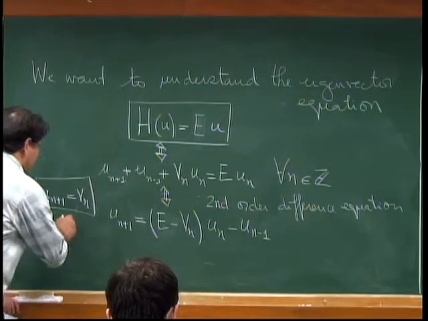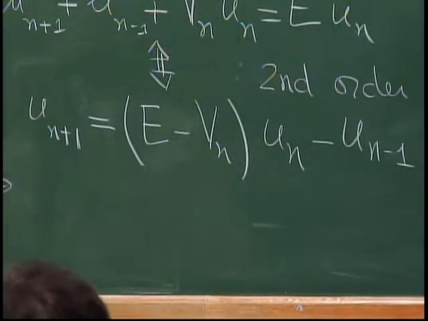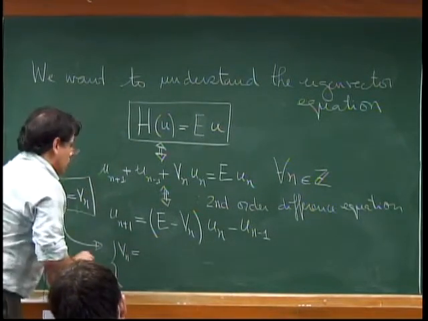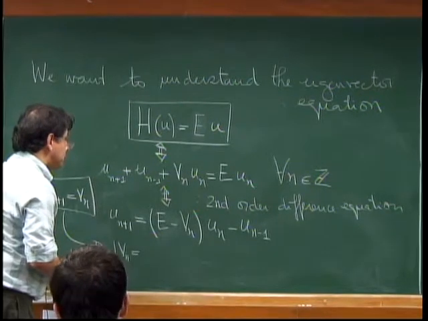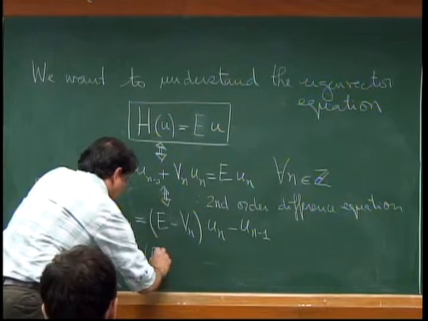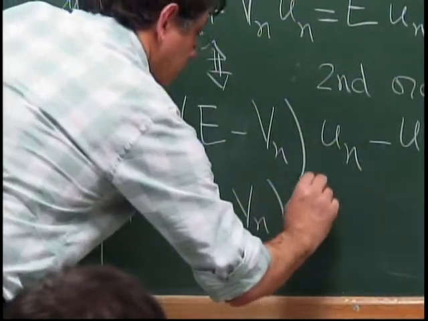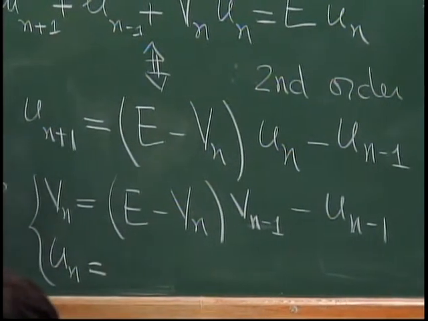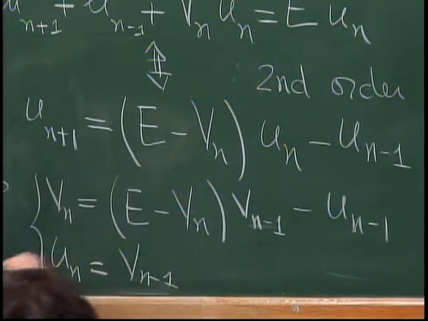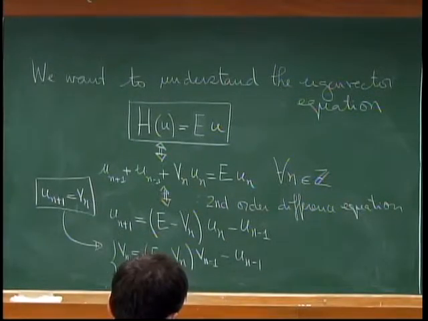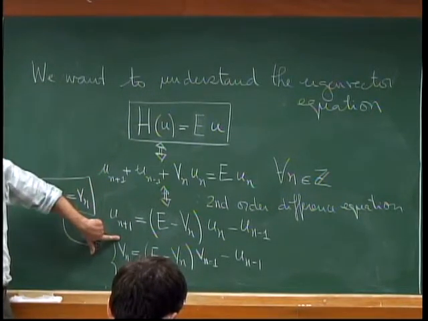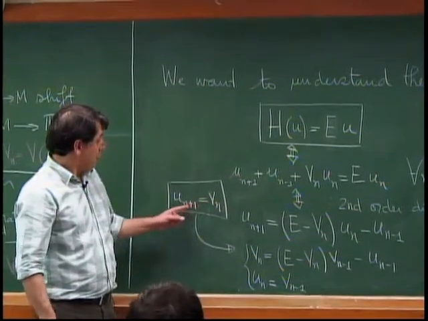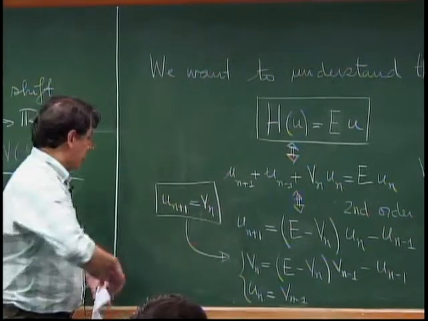And now, with this new variable, I can write the equations as follows. v(n) equals (E minus V(n)) v(n-1) minus u(n-1). And u(n) equals v(n-1). Okay? So what did I do? Here I wrote v(n), here I wrote u(n) equals v(n-1). Okay, this is for all n.